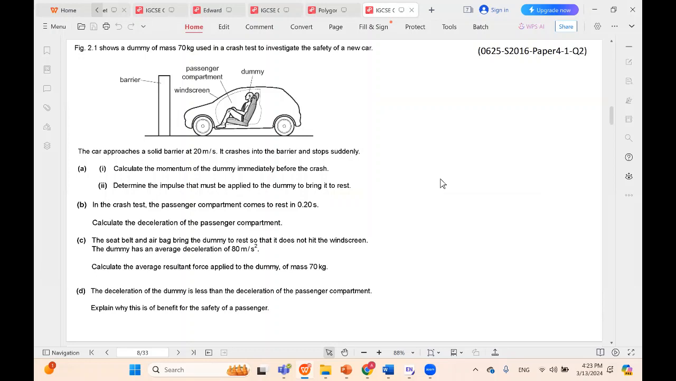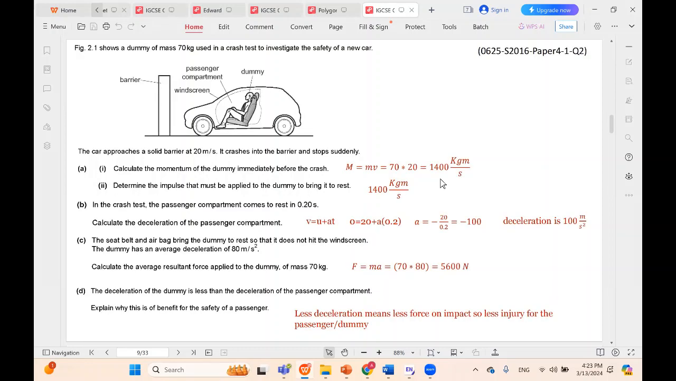Calculate the momentum of the dummy immediately before the crash. So like we said, momentum is mass times velocity. So all we have to do here is multiply the given mass by the given velocity, and we get the momentum as 1,400 kilograms meters per second.